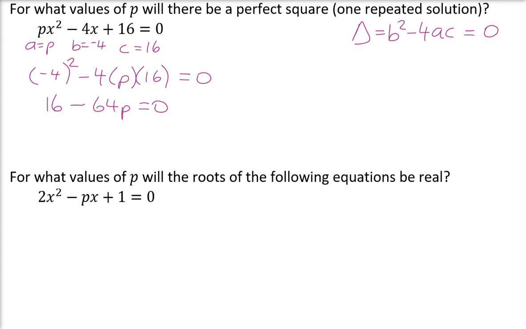Okay? So 16 is 64p. Then you divide both sides by 64. So p is actually a quarter. Okay? Happy with that? Now I'll pause the video here.